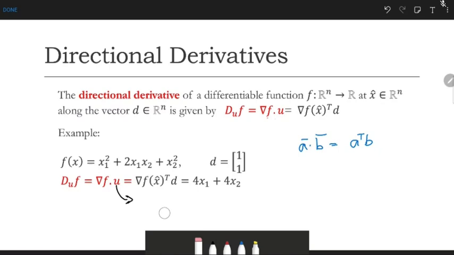So this is wrong. You need a unit vector. The direction is fine, but u should be a unit vector. So it should be d by root 2.